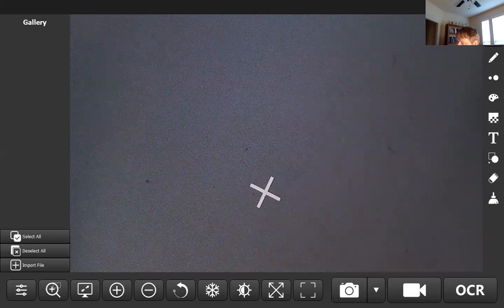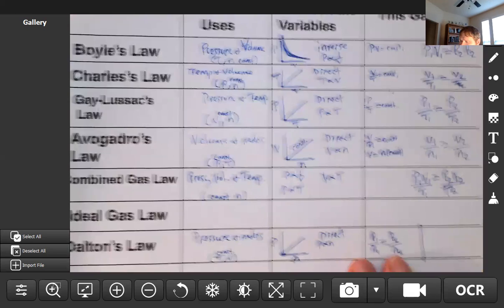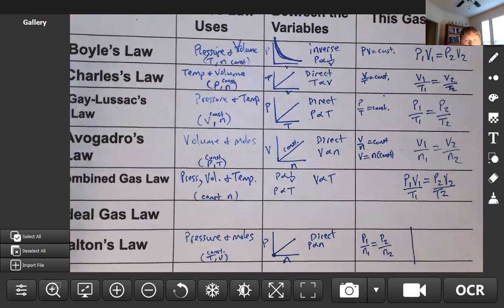All right. Well, while I'm hitting print, you may want to have your notes from last time of the gas laws. We're going to apply those now, which means we're just going to do some pre-algebra, essentially.